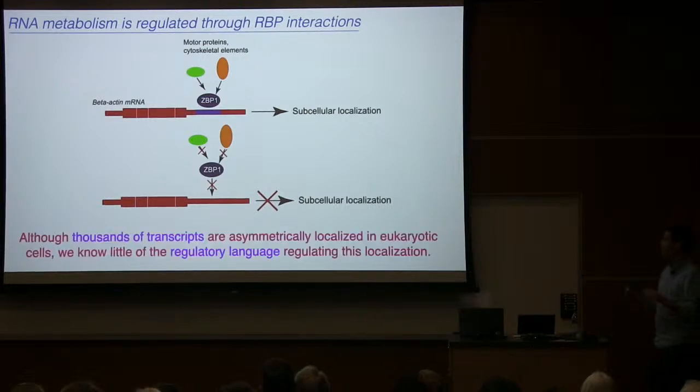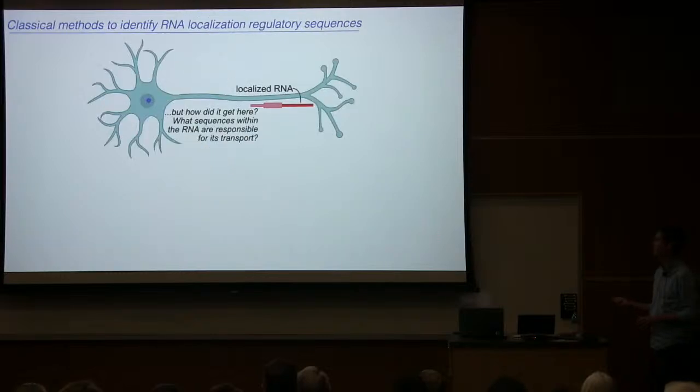So although there are thousands of these transcripts that are asymmetrically localized in a variety of cell types, we know very little of this regulatory language regulating this localization. By regulatory language, I mean the identity of these cis element zip codes and the trans-factor RBPs that bind them. That's really the core of what our lab is trying to figure out: what are these zip codes, and what are the RBPs that mediate their transport?